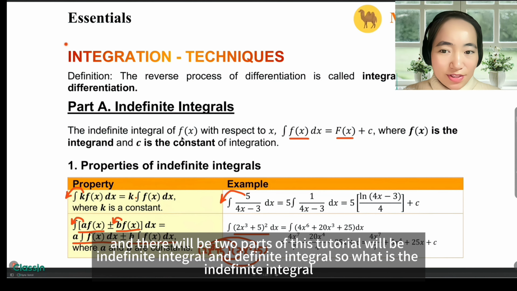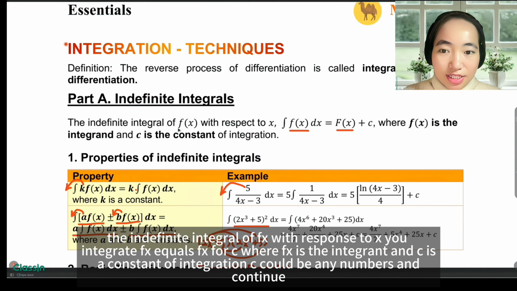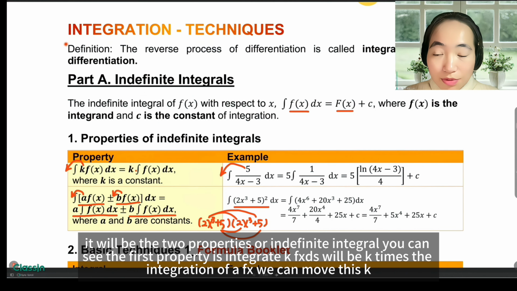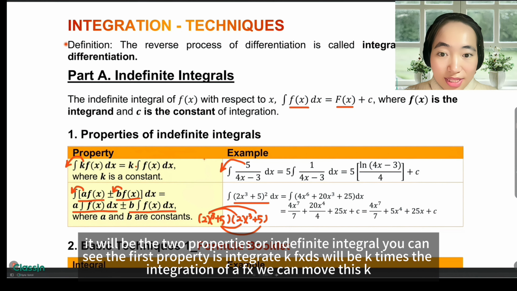So what is an indefinite integral? The indefinite integral of f(x) with respect to x. You integrate f(x) equals F(x) plus c, where f(x) is the integrand and c is the constant of integration. c could be any number. And continue. There will be two properties of indefinite integral.